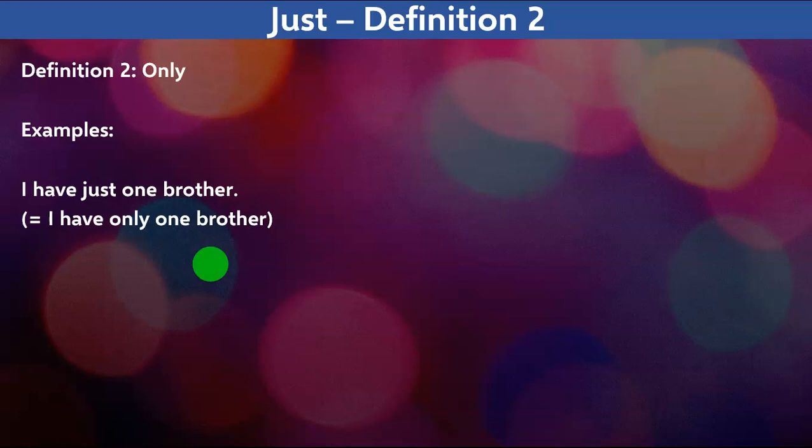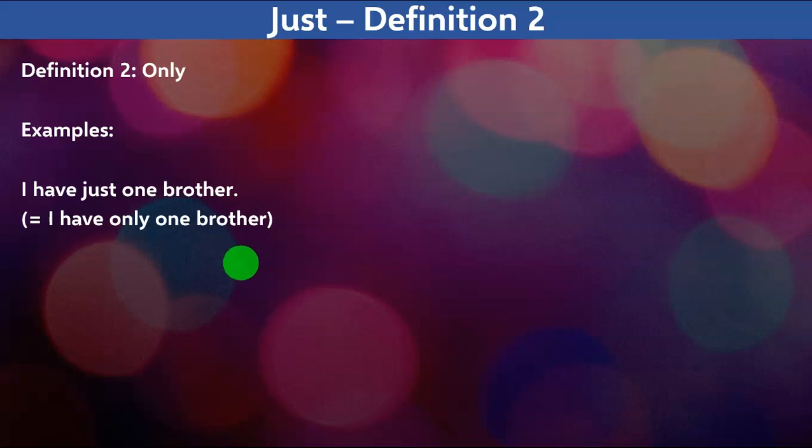Now let's understand definition number two. Definition number two is the use of the word only. Yes, now just can also be used for only. Let's understand with a few examples. I have just one brother. Now you can also say I have only one brother, right? So here is where just and only can be used interchangeably.